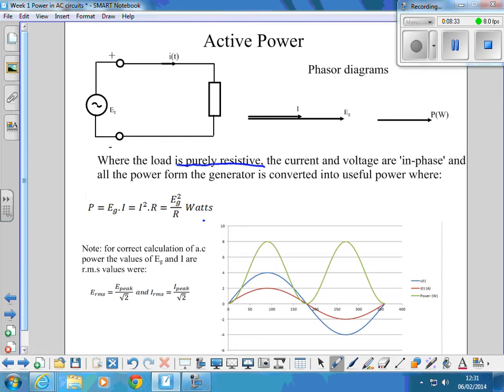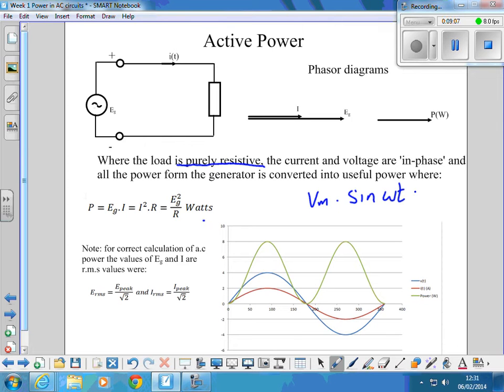The other things that you need to be aware of: the power pulses are twice the frequency of the supply. The other thing you need to be aware of is, in the formulas on the previous page, Vm sine omega t, that Vm is the peak value of the voltage, and Im the peak value of the current.